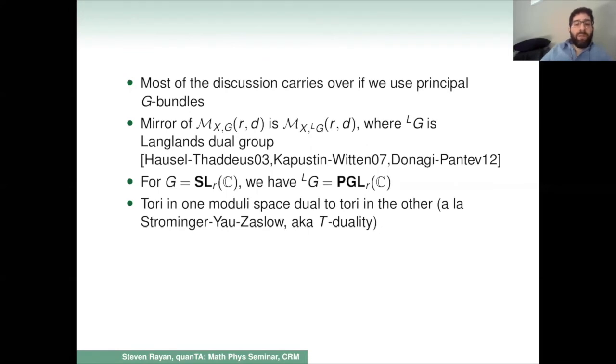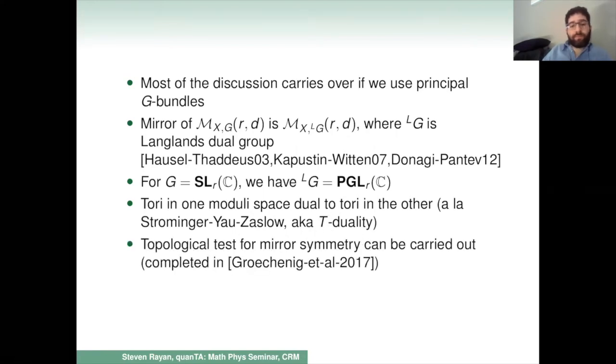And what happens is that the two Hitchin bases, of invariant polynomials associated to the Higgs field for G and LG, can be identified. And then the mirror symmetry is mapping tori in one moduli space to their dual counterparts in the other. And this is consistent with the Strominger-Yau-Zaslow, or T-duality, form of mirror symmetry.